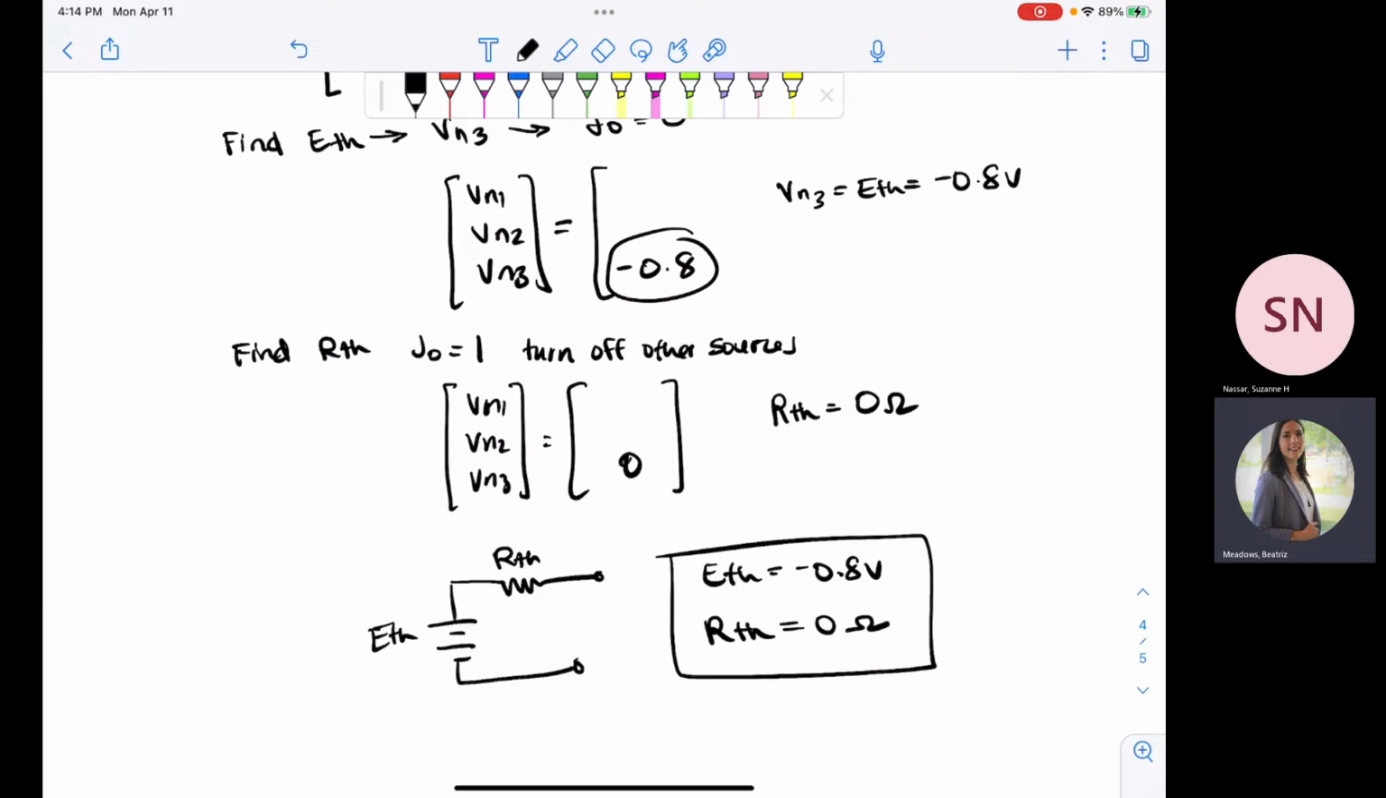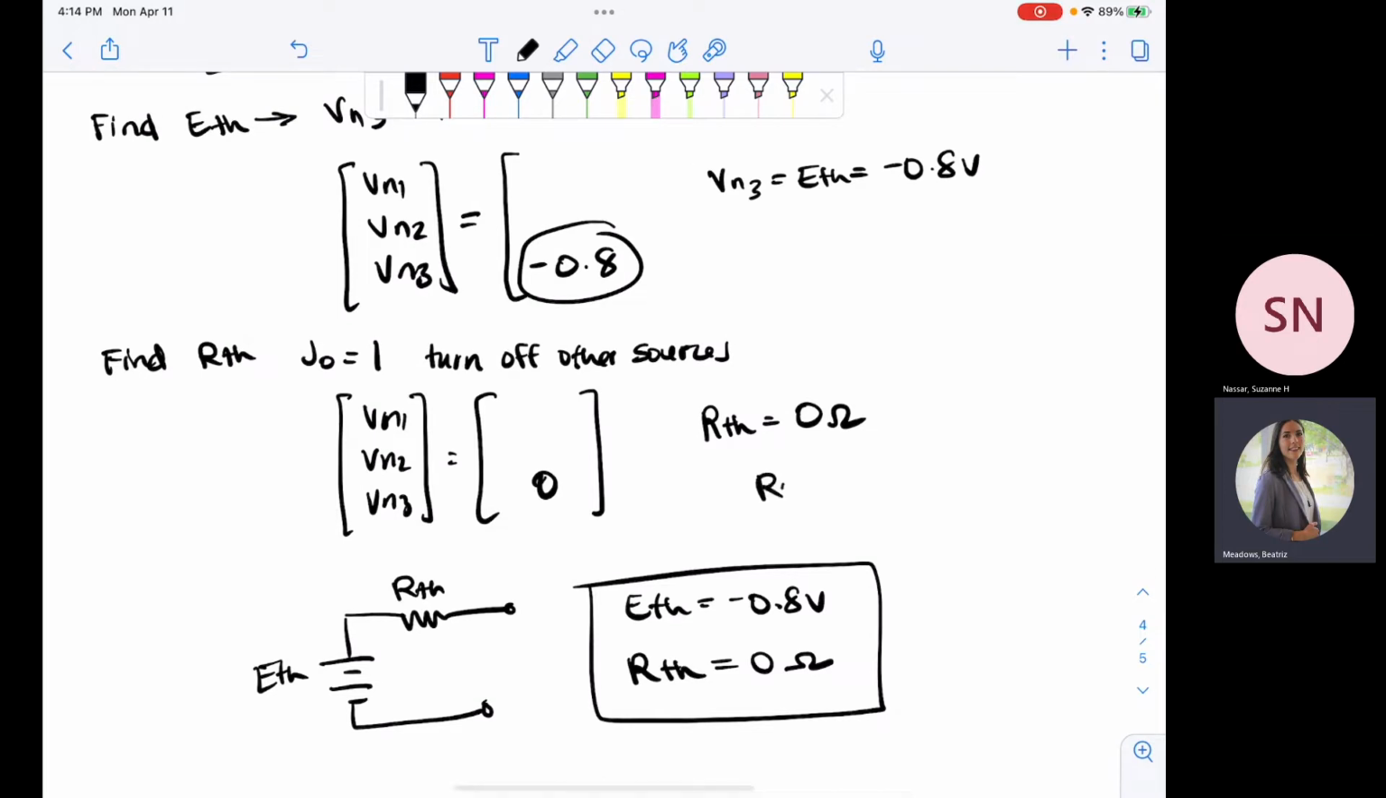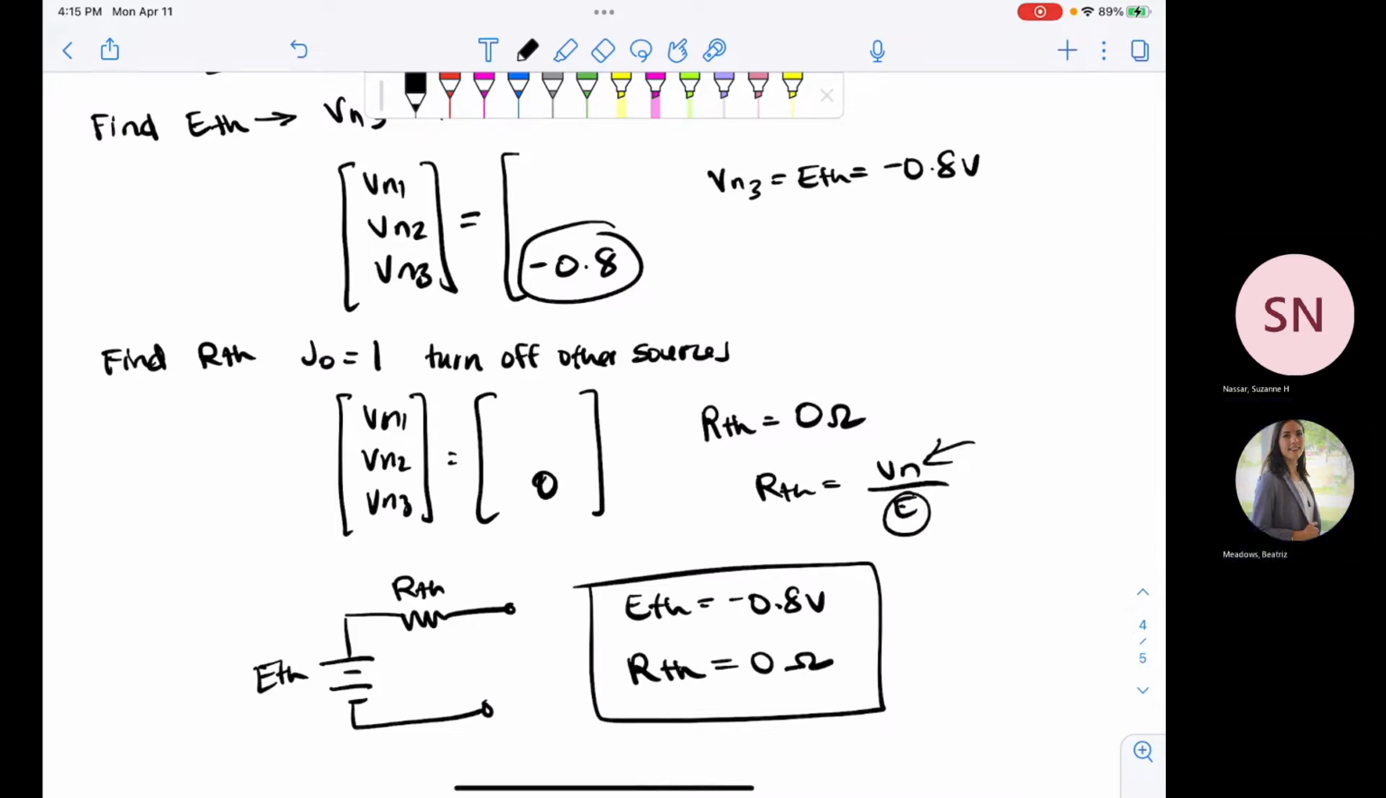You always want E not to be 1, because technically what you're doing is you're going to find Vn, and then R Thevenin is going to be found by doing Vn minus your E, right? So you always want that to be positive, so you'll just get the same value here. So are there any questions with this problem?